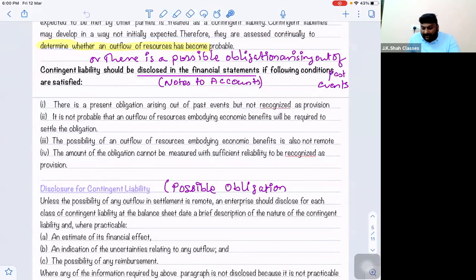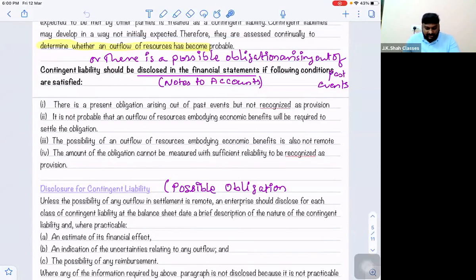Because if you don't write but not recognized as provision, then this statement till here becomes wrong for contingencies. Because contingencies are never present obligations arising out of past events. So with this statement, you have to write the last 5 words also, but not recognized as provision. So since they are not recognized as provision, then they are called contingencies. So if you are not able to remember the last 5 words, better you write: there is a possible obligation arising out of past event, full stop, that's it.